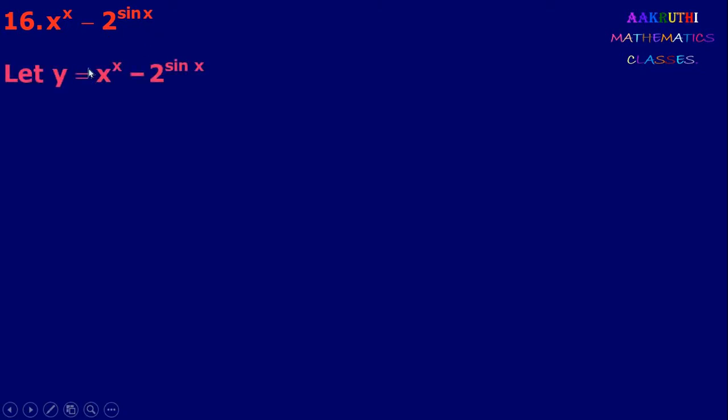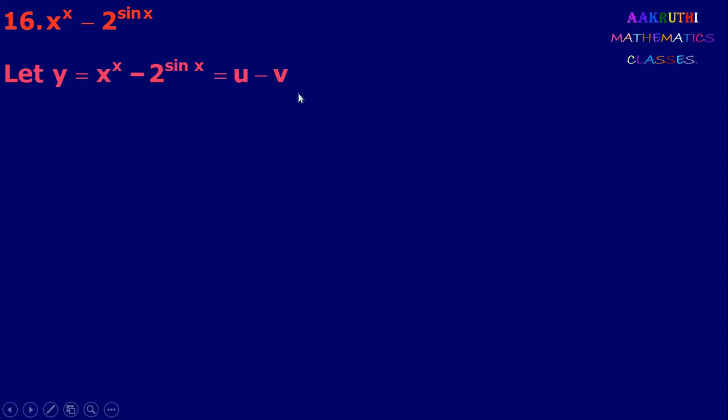We take y equal to x to the power x minus 2 to the power sin x. Now in x to the power x, base is also variable, power is also variable. You have to apply log. But directly applying log on both sides is not possible, since here we have minus. So for this type of problem, you have to take y equal to u minus v. Take x power x as u and 2 to the power sin x as v. So therefore, y equal to u minus v.